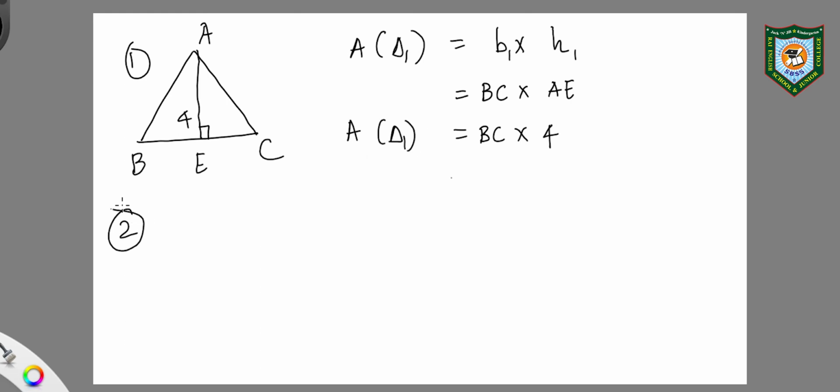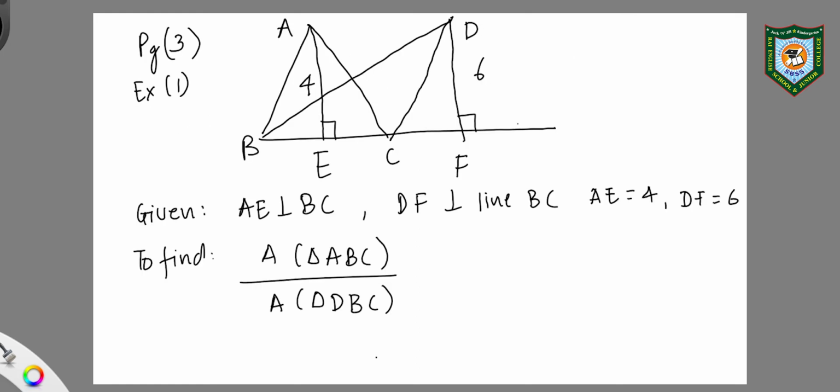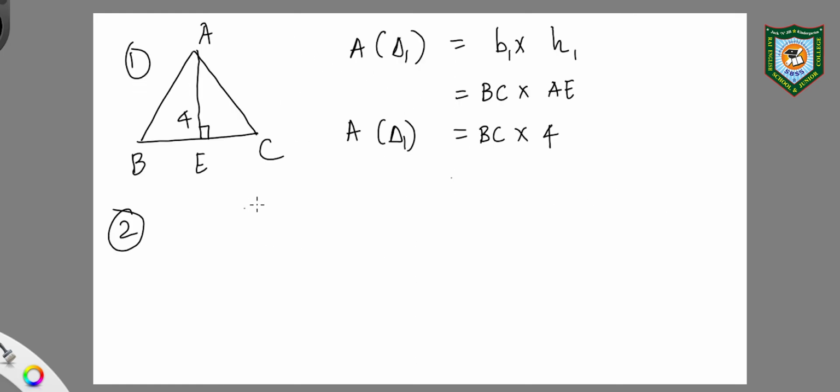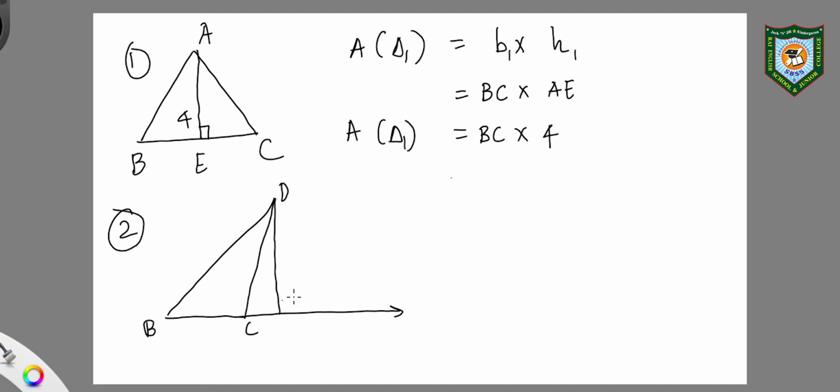Now to our triangle 2. We have DBC. This is D, this is B, this is C. And now remember, line BC is extended. So I need to make sure that this line is extended this way, and I have a perpendicular here. And this point is F.